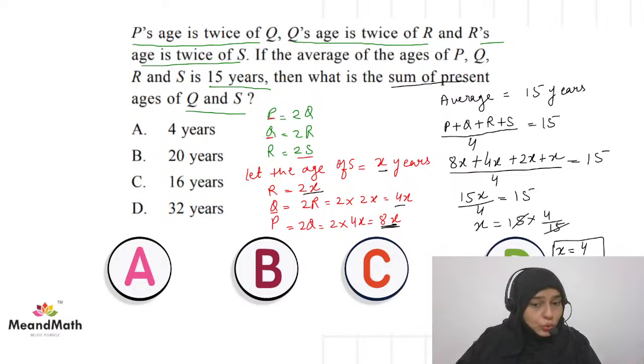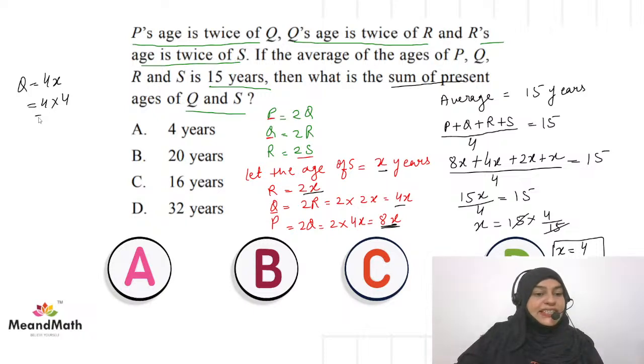And what is Q? Q is, very good Tanmay, Q is 4X. Okay, I'm solving here. Just a minute, yes. What is Q? Q is 4X, right? So it is 4 times X. X is 4. So it is 16 years. So Q age will be 16 years.